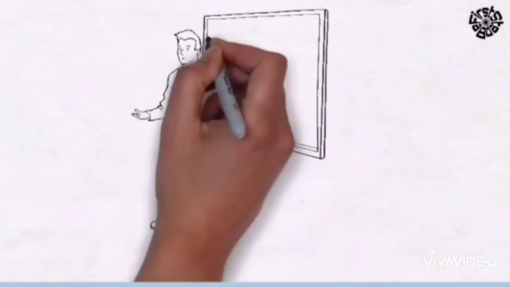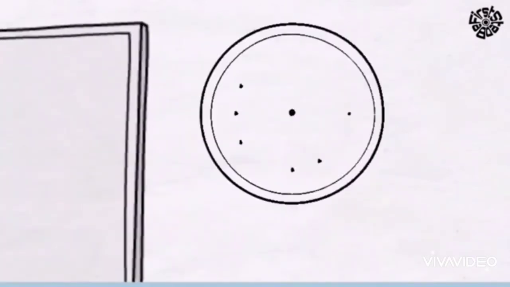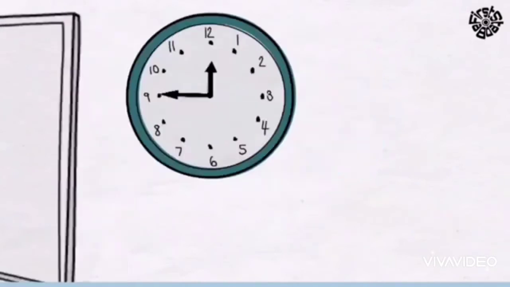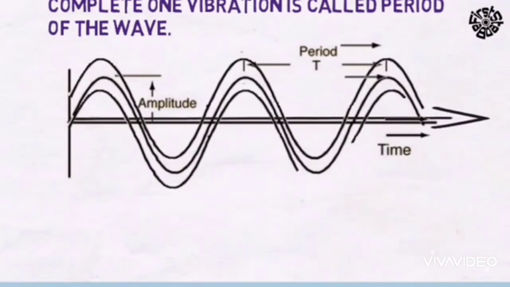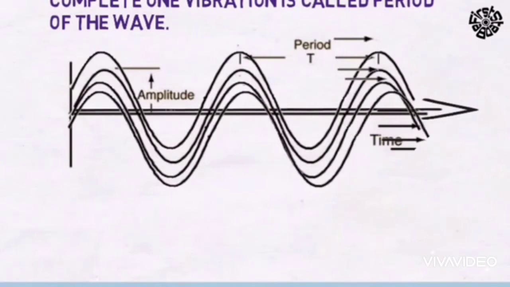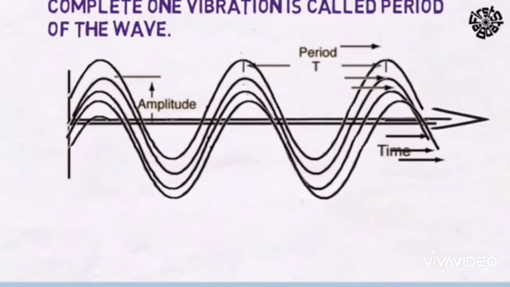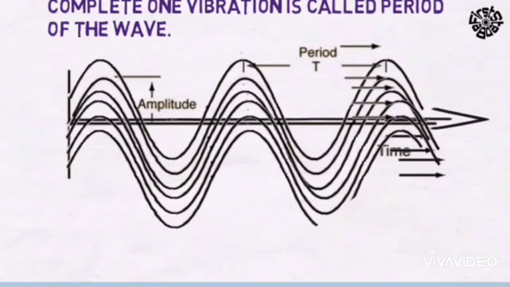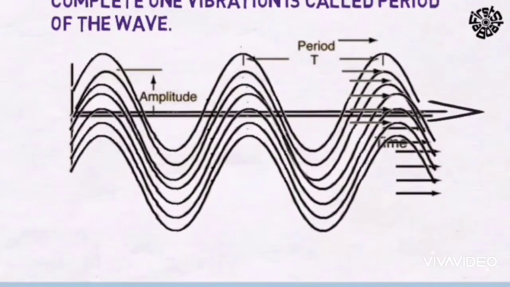So let's take an example from our daily life. Suppose a teacher is allotted a period. The teacher has been given some time to complete his period, suppose 45 minutes. The time taken by a teacher to complete his period is called the time period. Now instead of period, we can use vibration here. So the time taken by a particle to complete one vibration is called the time period.